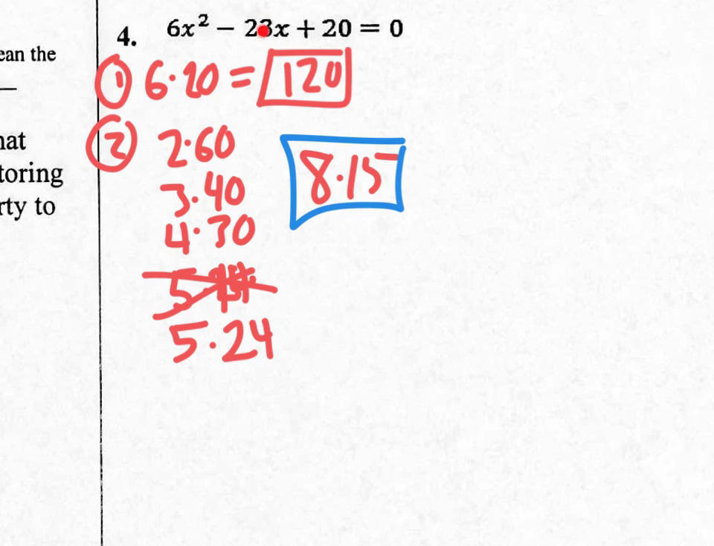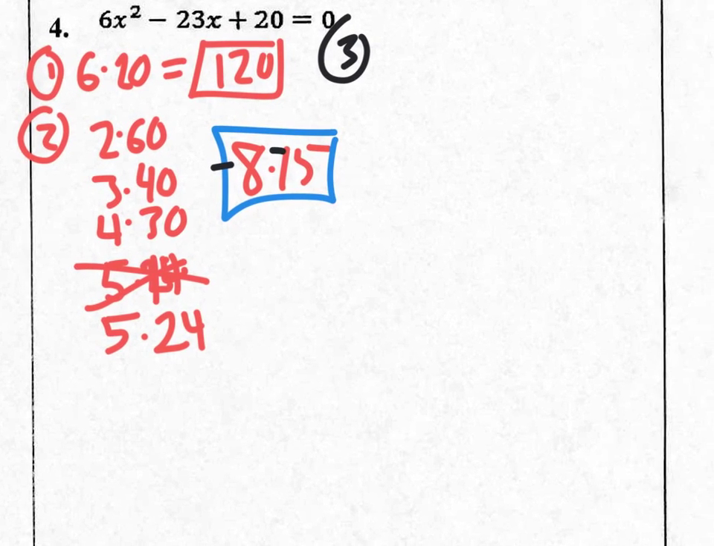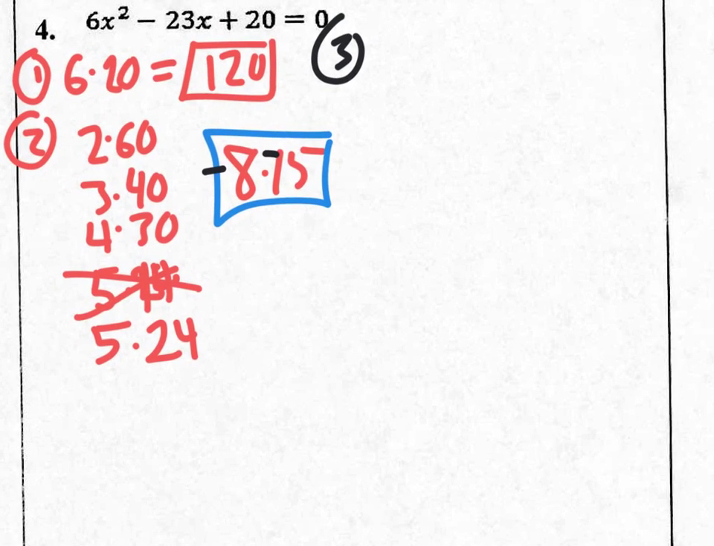But this is a negative 23, isn't it? And this is a positive 23 when you add it together. So I have the right numbers, just the wrong signs. So go ahead and put a negative right in front of the 8 and a negative right in front of the 15. Are you with me? Okay, so that was step 2. Step 3 is to rewrite your equation, but instead of the b value, rewrite it as that pair of numbers that you just found in step 2.